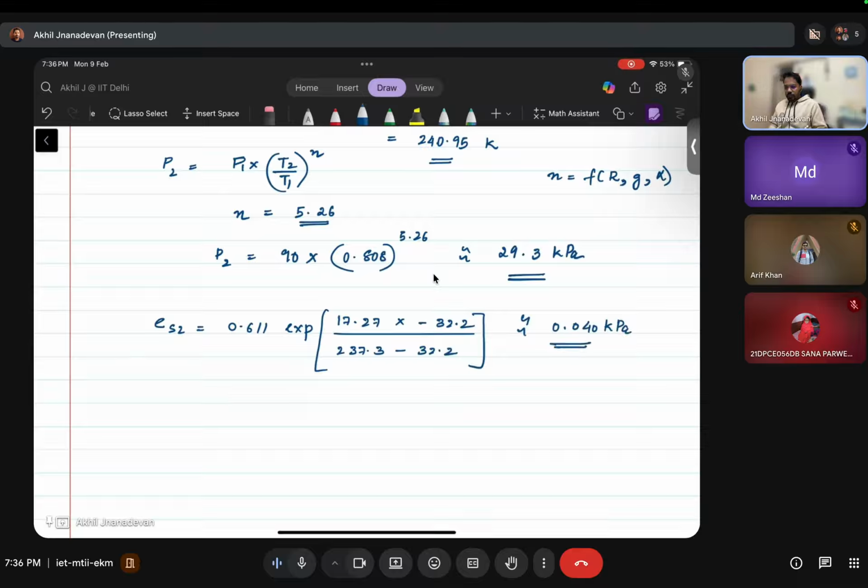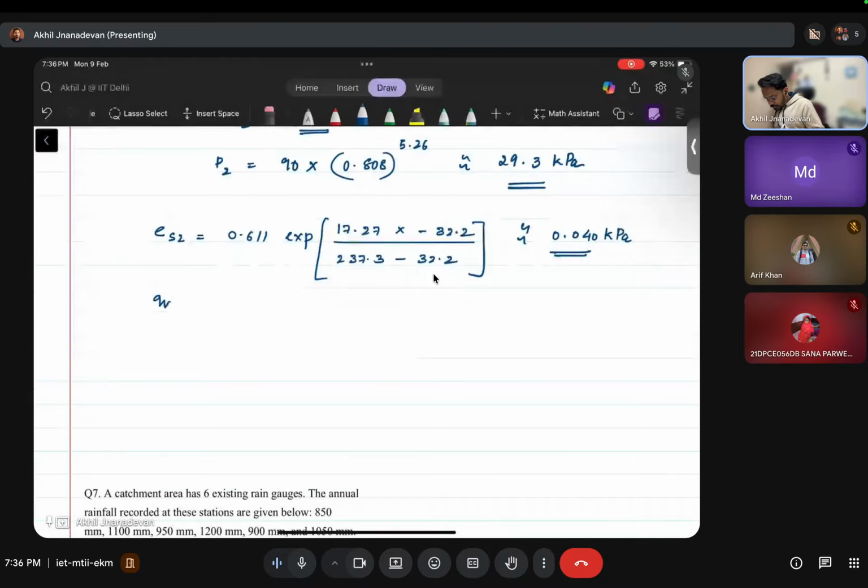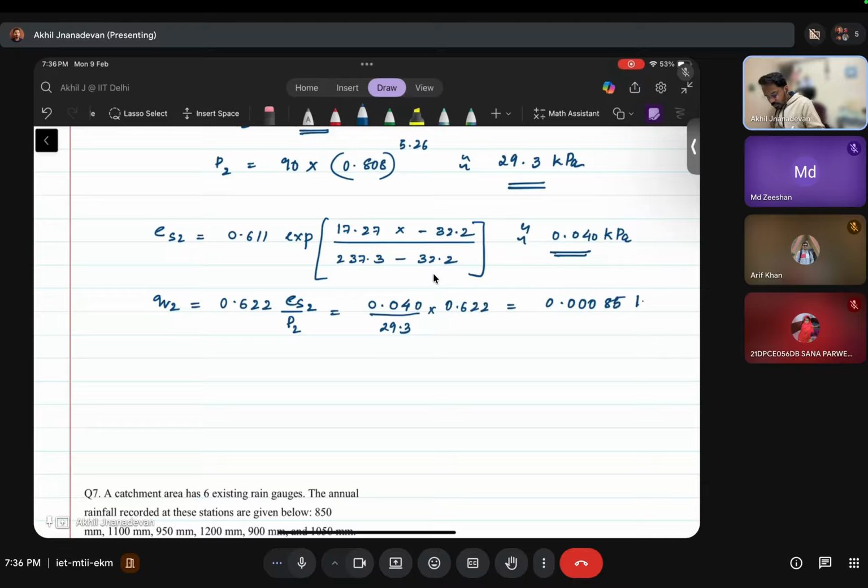So we find all these values for location 2. And if we have that, we have QV2. QV2 will be 0.622 times E by P, everything for location 2. That is 0.040 by 29.3 into 0.622. It comes around 0.00085 kilogram per kilogram.